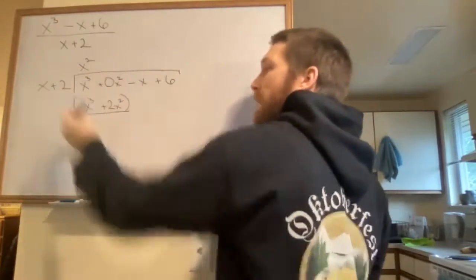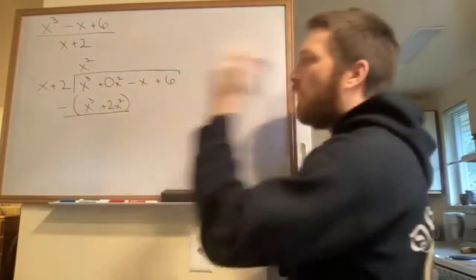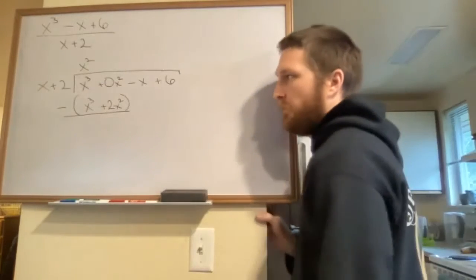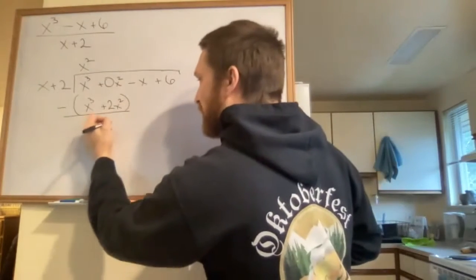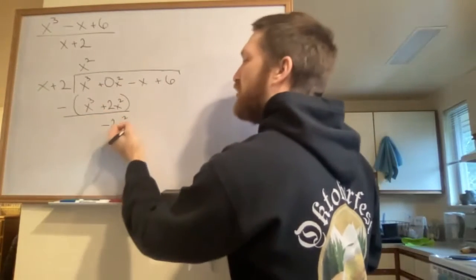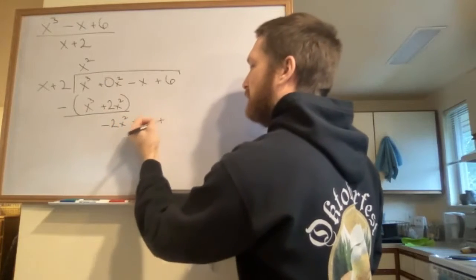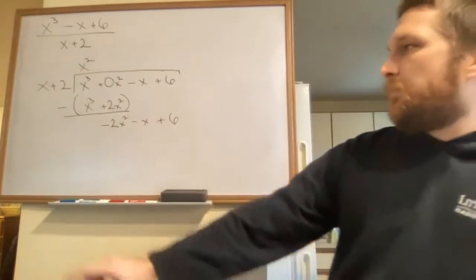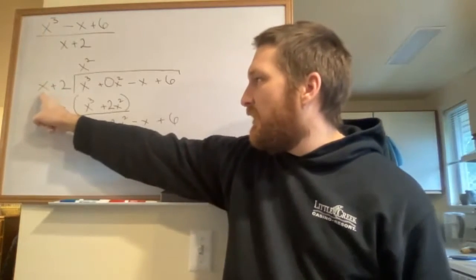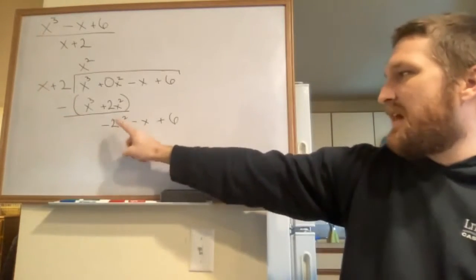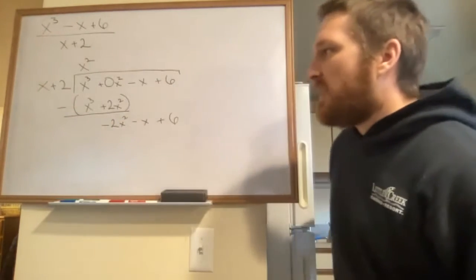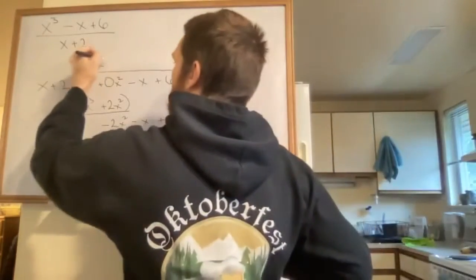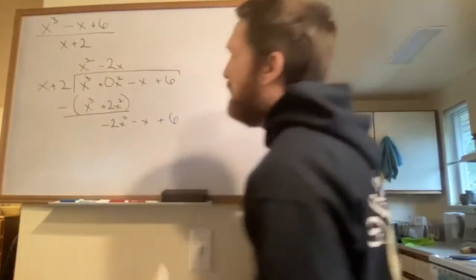So I'm going to put my parentheses, subtract them off. What am I left over with? Minus 2x squared. Now I'm going to drop everything down. Now, what do I need to multiply this guy by in order to give me this guy right here? Minus 2x. There we go.